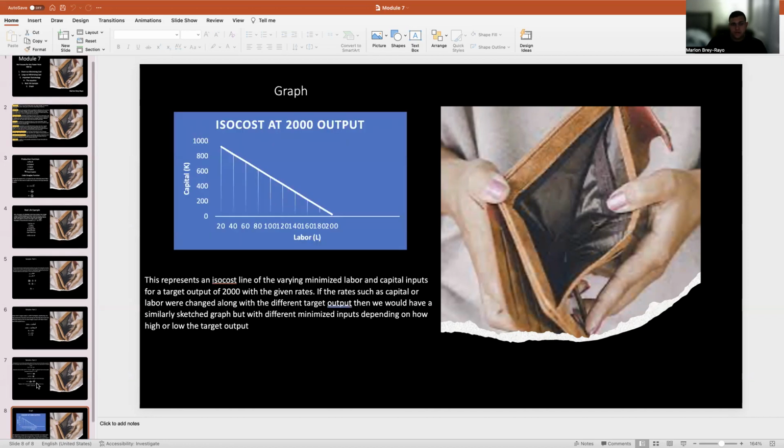Now we need a graph, and the best graph that's going to represent this is the ISO cost line. This represents the ISO cost line and the varying minimizing labor and capital inputs for a target output of 2,000 within the given rates. If this rate, such as capital or labor, were changed along with a different target output, then we would have a similarly sketched graph, but with different minimizing outputs, depending on how high or low the target output is.